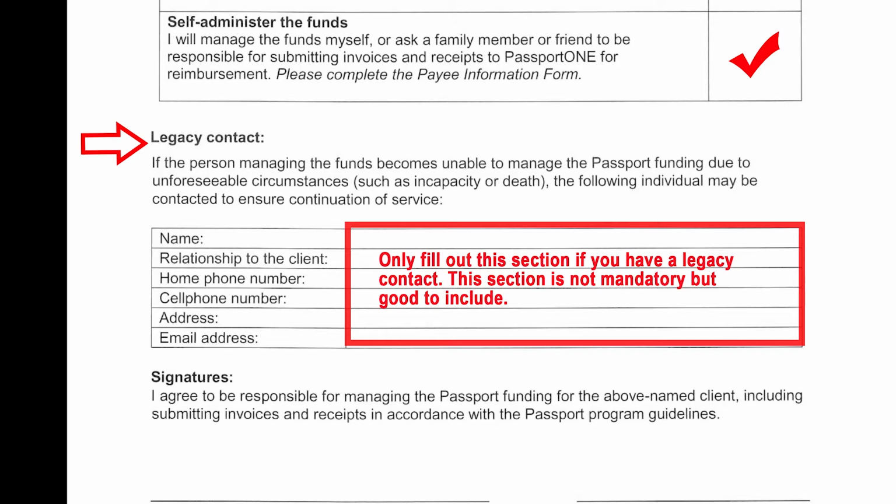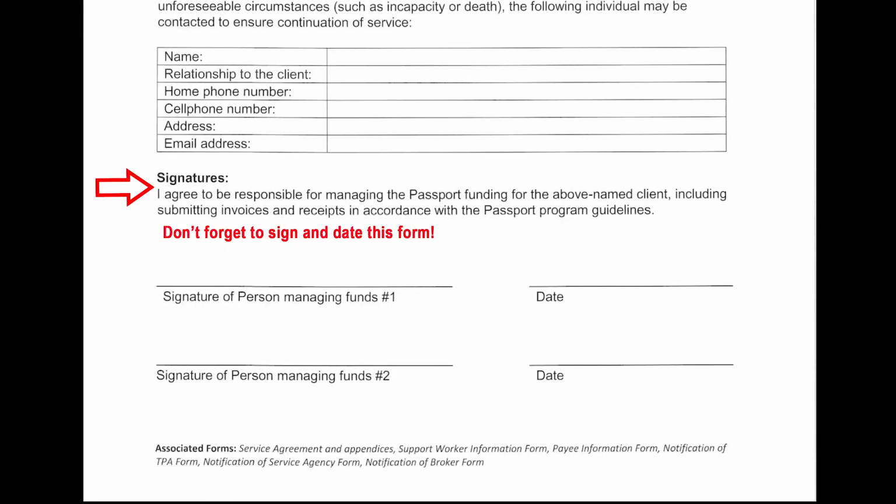Lastly, on the bottom of this page, it asks for the signature of the person managing funds. Again, if there is just one person managing funds, they will sign. If there are 2 individuals managing funds, both of them will sign. And after that, that page is done, good to go, and you can put it in your pile with your other documents.